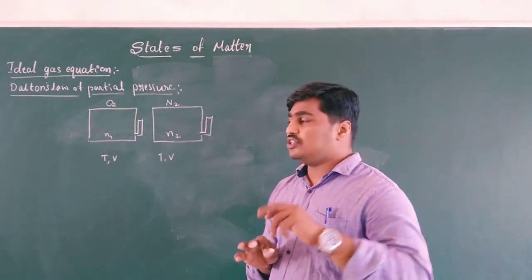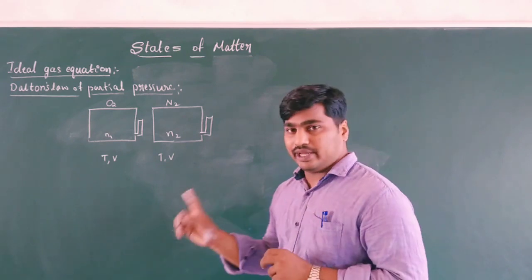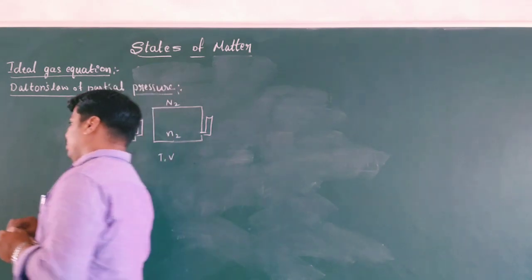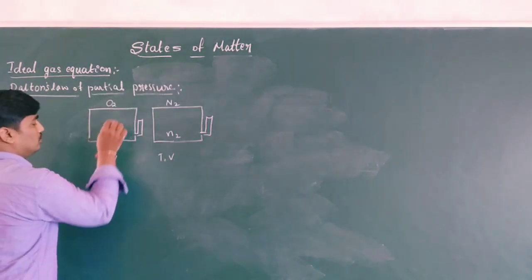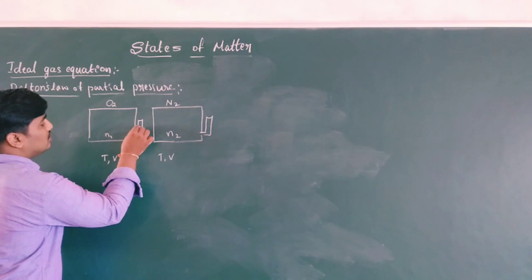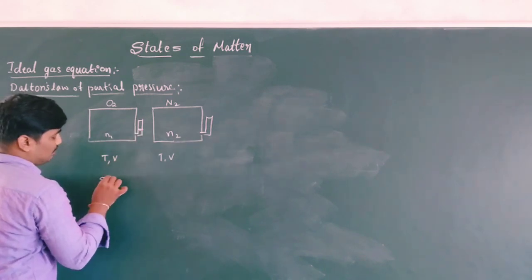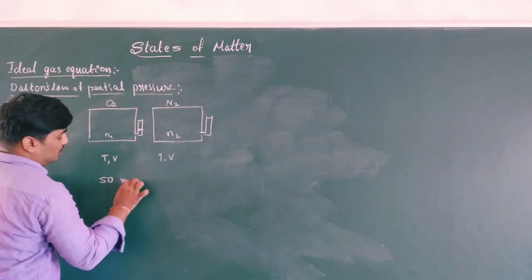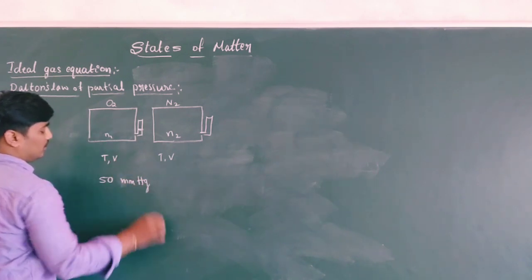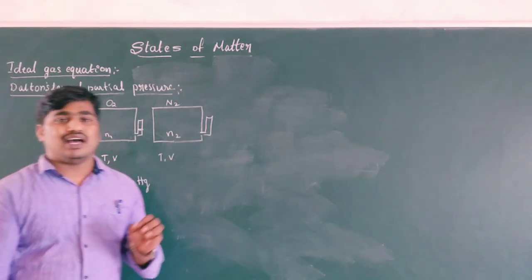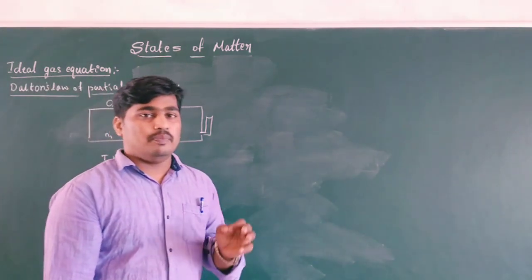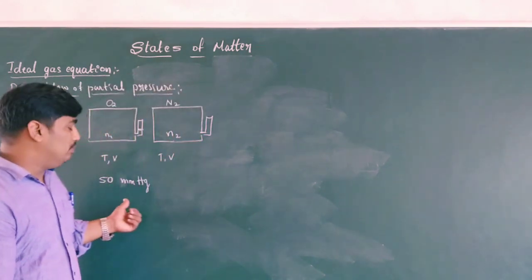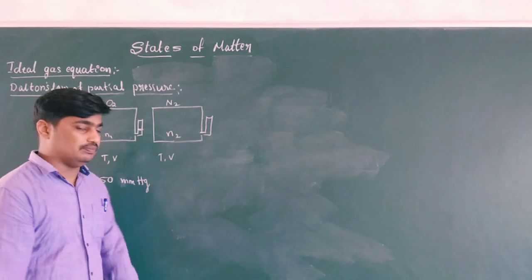At a constant temperature and volume, with n1 amount of a gas in one system, the gaseous system exerts some pressure. It is considered as 50 millimeters of mercury. What is this millimeter of mercury? Millimeter of mercury is another unit of pressure. It is not an SI unit, okay, it's a millimeter of mercury.